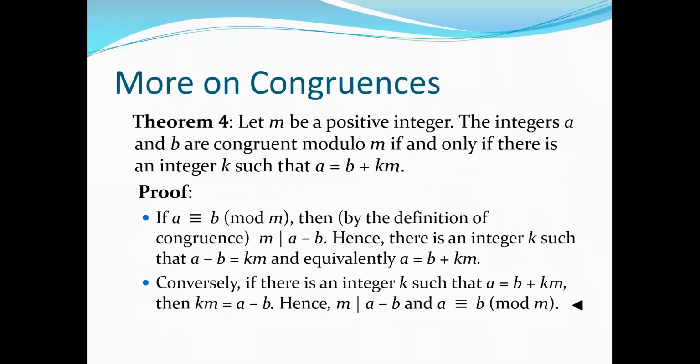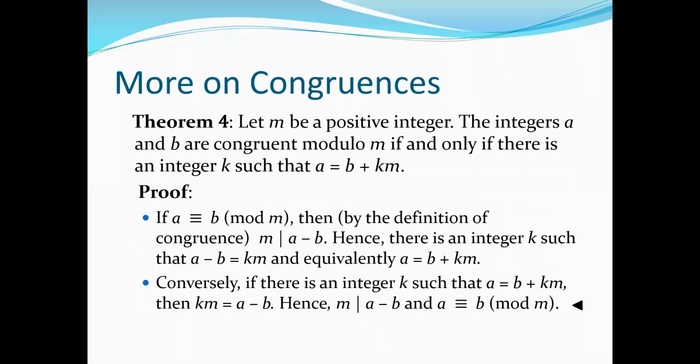So more on congruences, theorem number 4. Basically, this is related to the division definition. Let m be a positive integer. The integers a and b are congruent modulo m if and only if there is an integer k such that a is equal to b plus km.